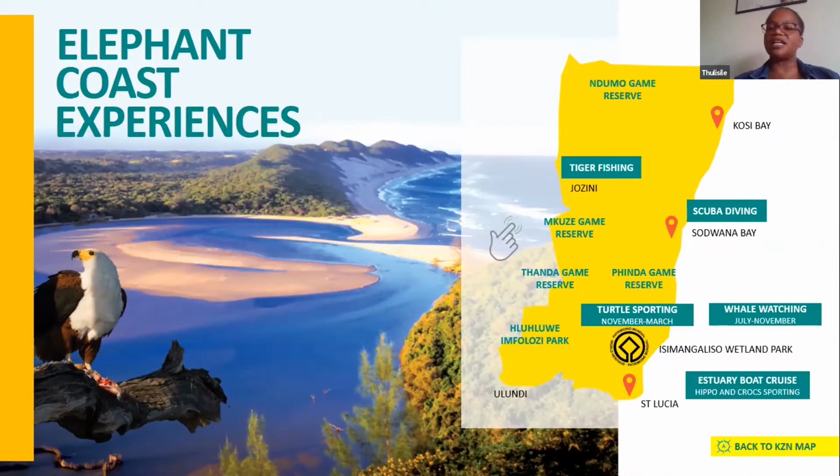iSimangaliso stretches 220 kilometers from Cape St. Lucia to the Mozambique border and is a World Heritage Site. It is dominated by Lake St. Lucia and the St. Lucia Estuary, with its network of coastal lakes, dunes, subtropical forests, swamps, and wetland systems that are a haven for indigenous fauna and flora.